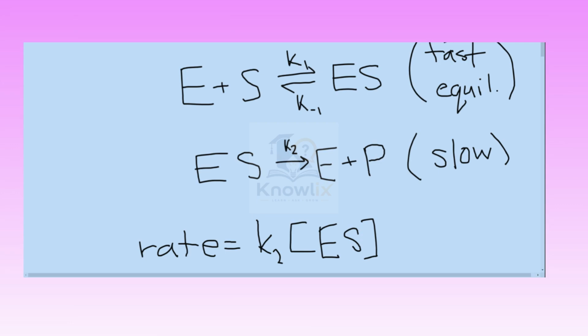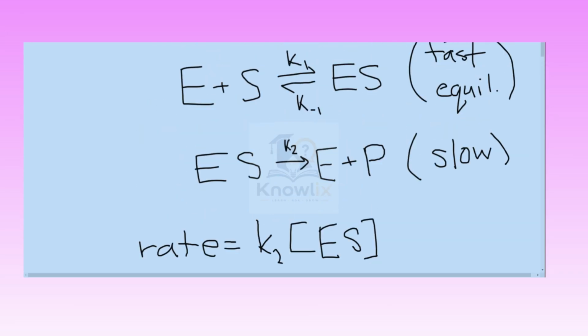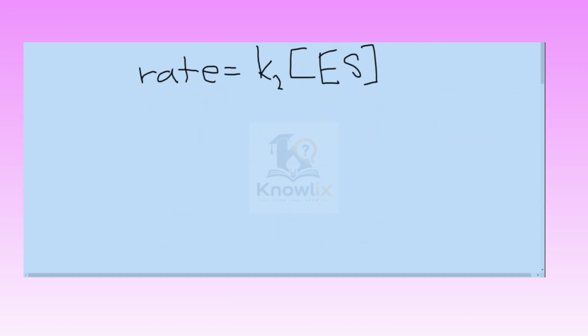So we are given the rate constants for each of these reactions. At equilibrium, the rate forward is equal to the rate backward. So what is the rate forward? Well, we can see the rate forward would be 1 molecule of enzyme colliding with 1 molecule of substrate. So the rate forward is k1 times the concentration of the enzyme times the concentration of the substrate.